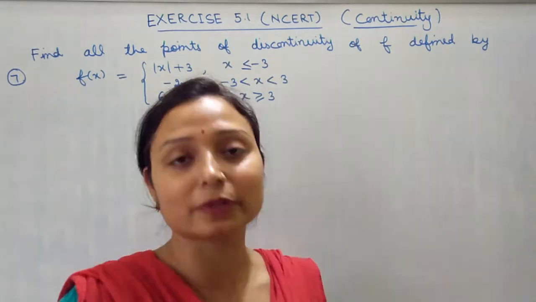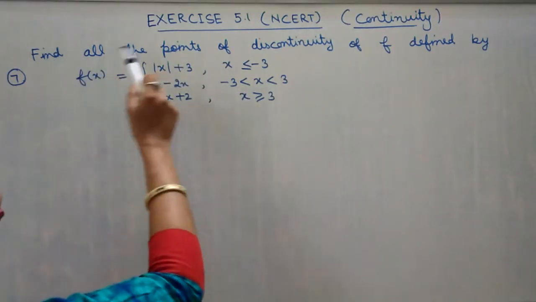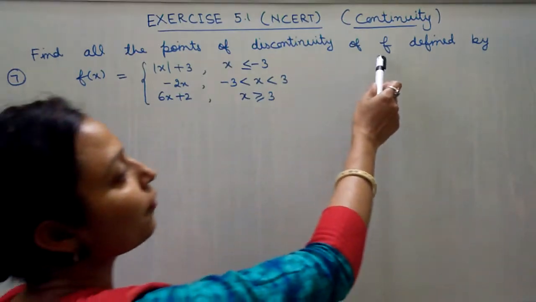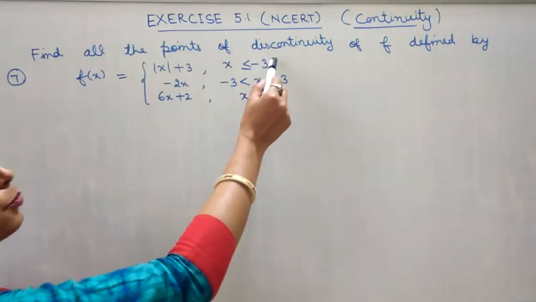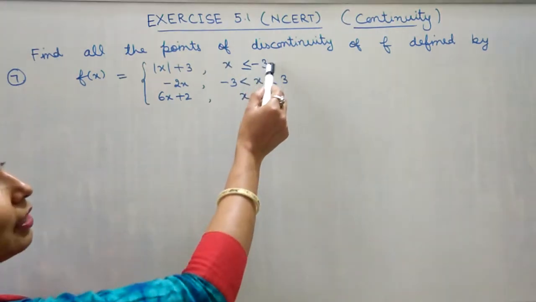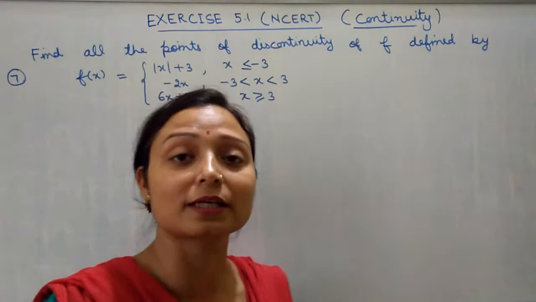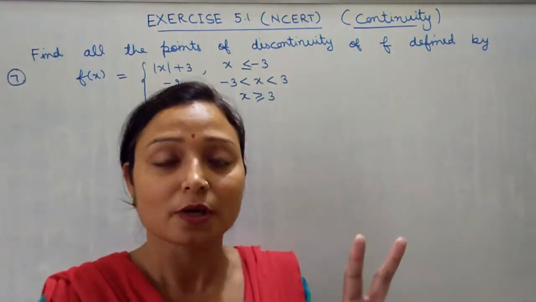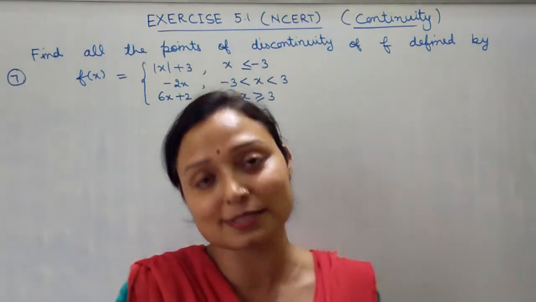So let's start with question number 7, in which you have to find all the points of discontinuity of f that is defined by this. In this function there are two numbers given here. One is -3 and the second one is 3. So we have to check the function for two values: first x equals -3 and the second x equals 3.